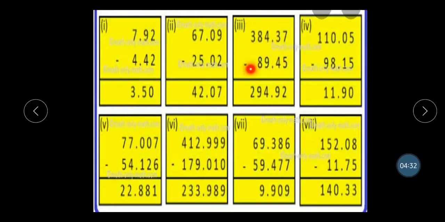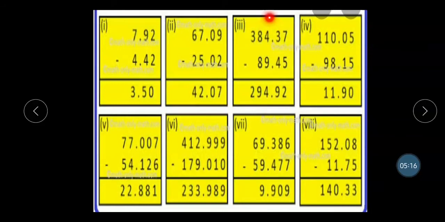Third example, 384.37 minus 89.45. Kindly write the digits one below the other, keeping in mind the decimal point. Let's start with our subtraction. 7 minus 5, 2. 3 cannot be subtracted from 4, so we will be borrowing from the 4, so the 3 will become 13. 13 minus 4, we get 9. 4 will become 3. 9 cannot be subtracted from 3. We will borrow from the front one, that is 8. So this becomes 13. 13 minus 9, we get 4.